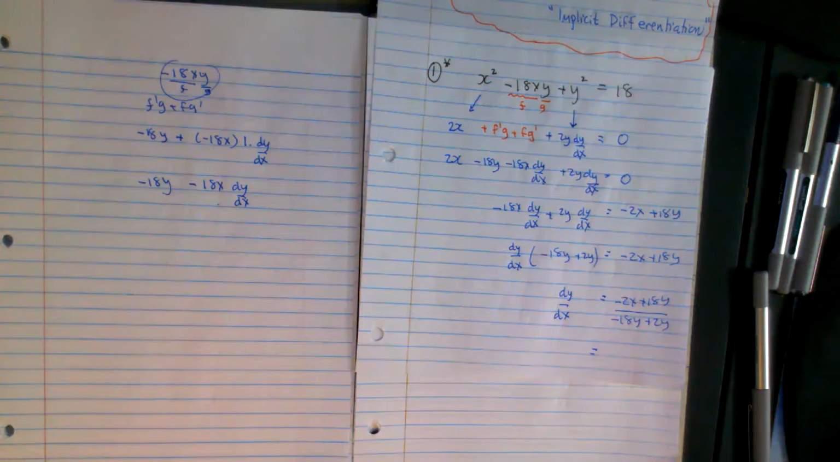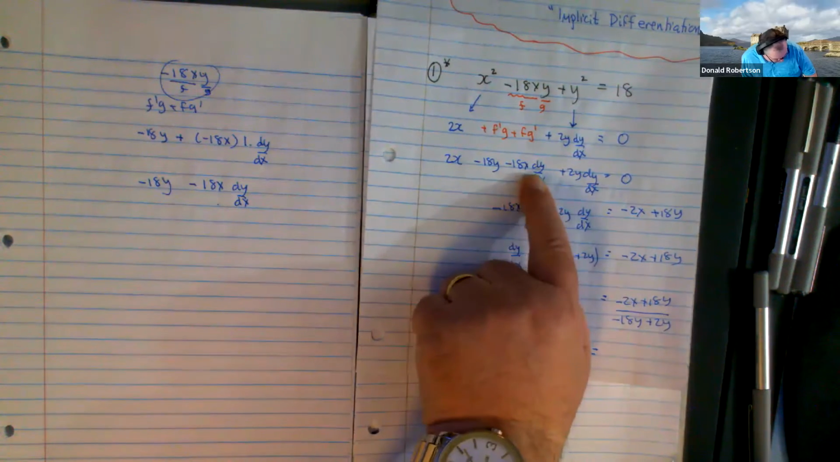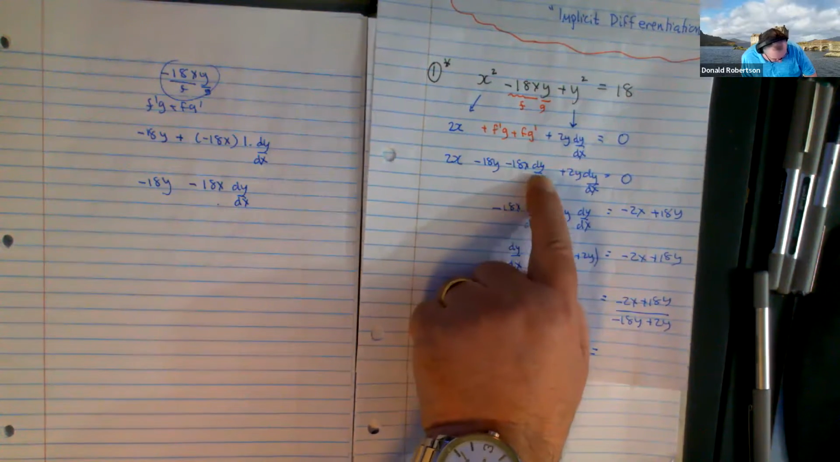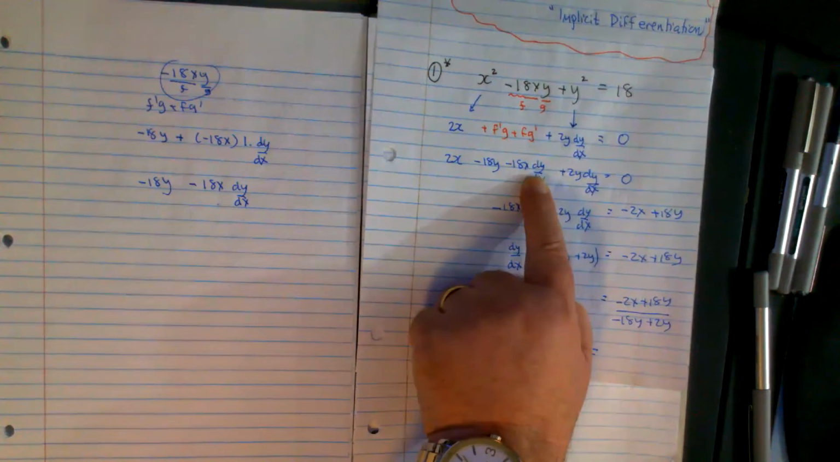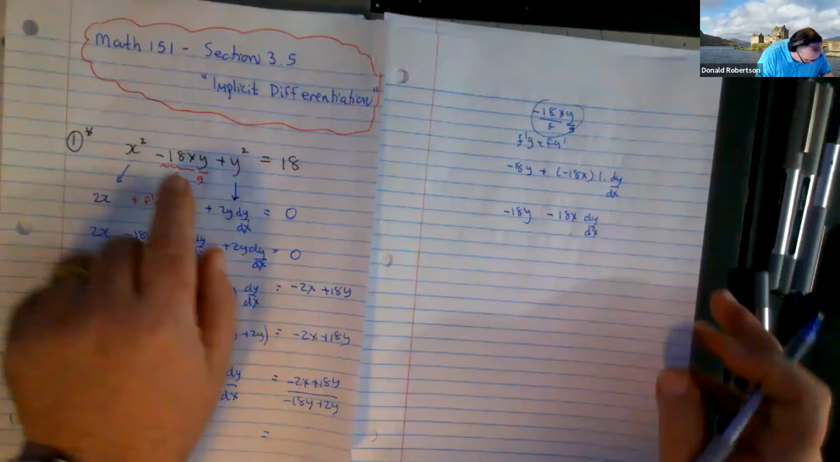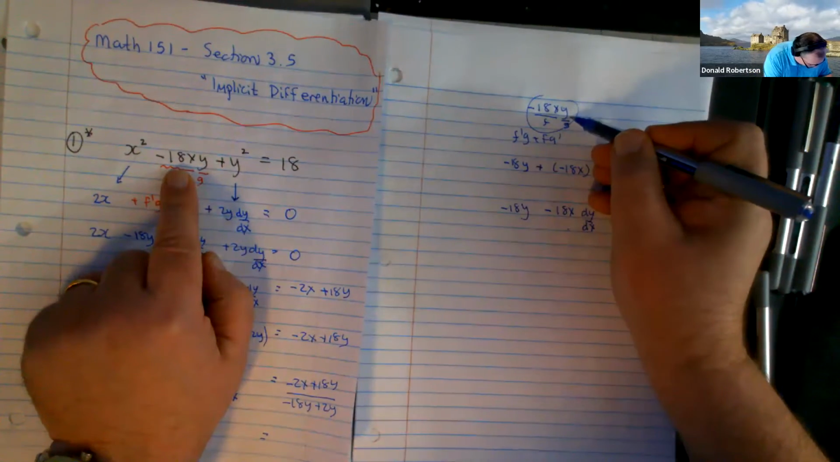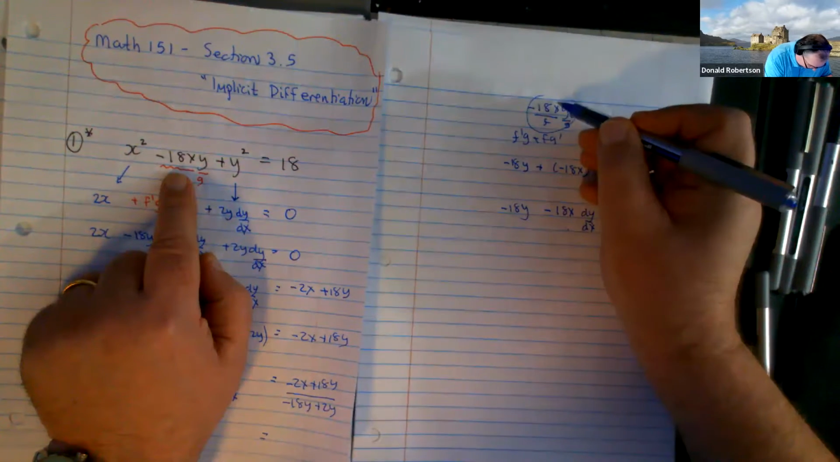I'm confused about why there's a dy over dx following the negative 18x. I thought if it was just y, then it would have that. So the question is, where did this come from? Okay, what I did is I differentiated this middle term, which is a product rule.